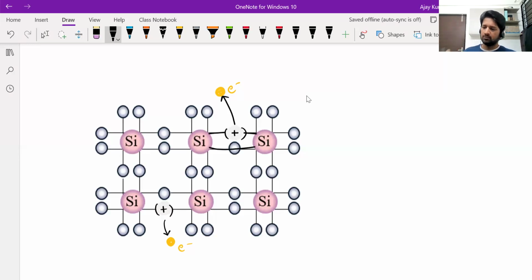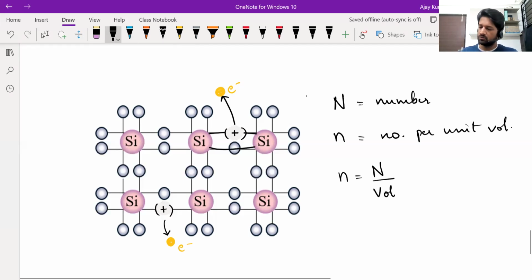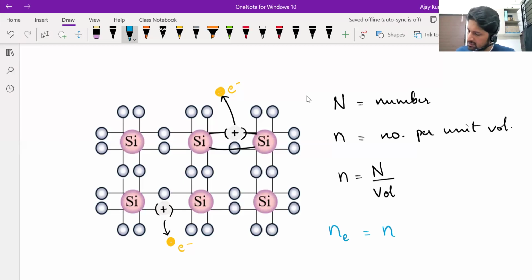Now, if the total number is equal, then the number of electrons per unit volume is also equal. Capital N refers to the actual number, and small n refers to number per unit volume. We call it number density. So small n is capital N divided by volume. Now, in a certain volume of silicon, the number of conduction electrons is equal to the number of holes. And if the number of conduction electrons is equal to the number of holes, the concentration of conduction electrons will be equal to the concentration of holes.